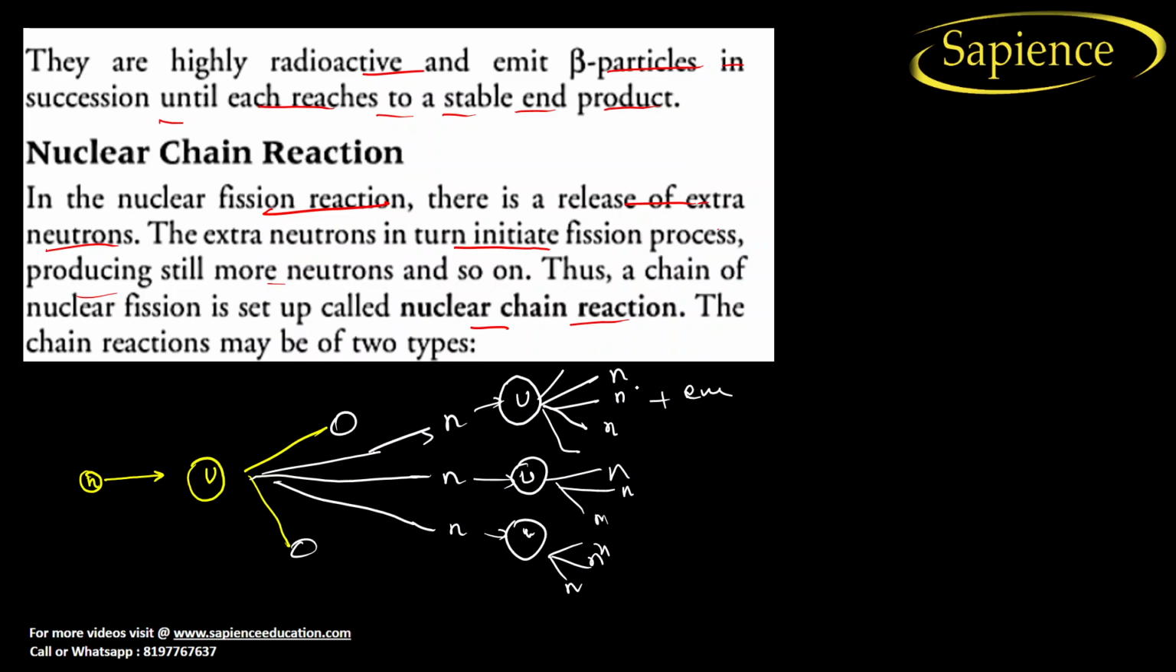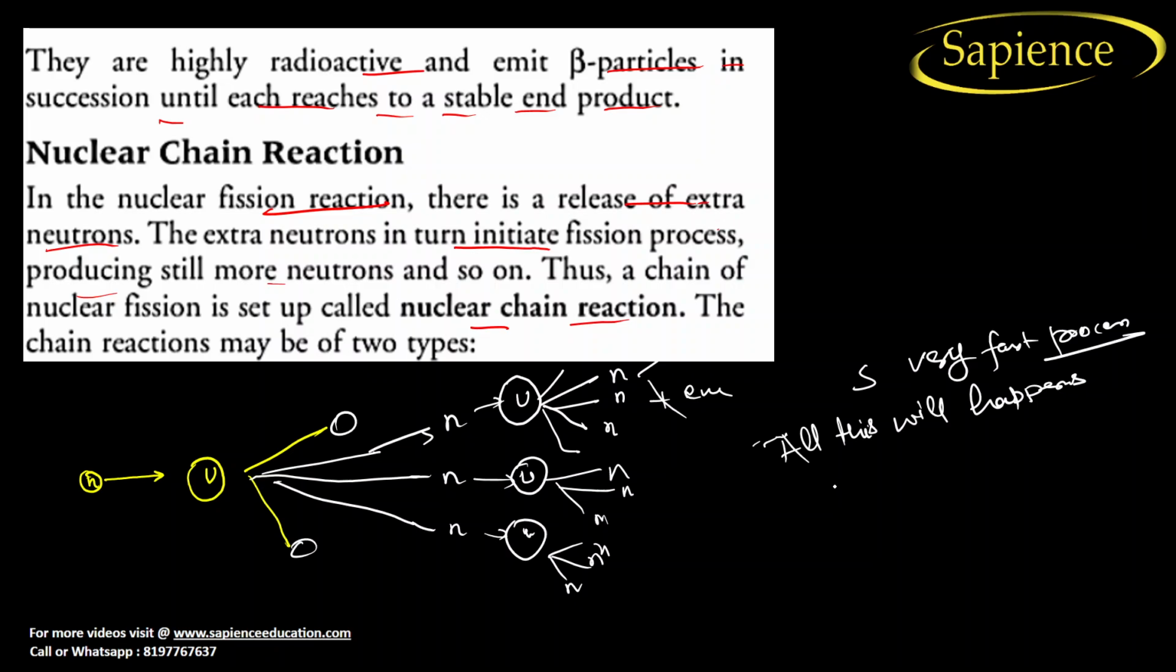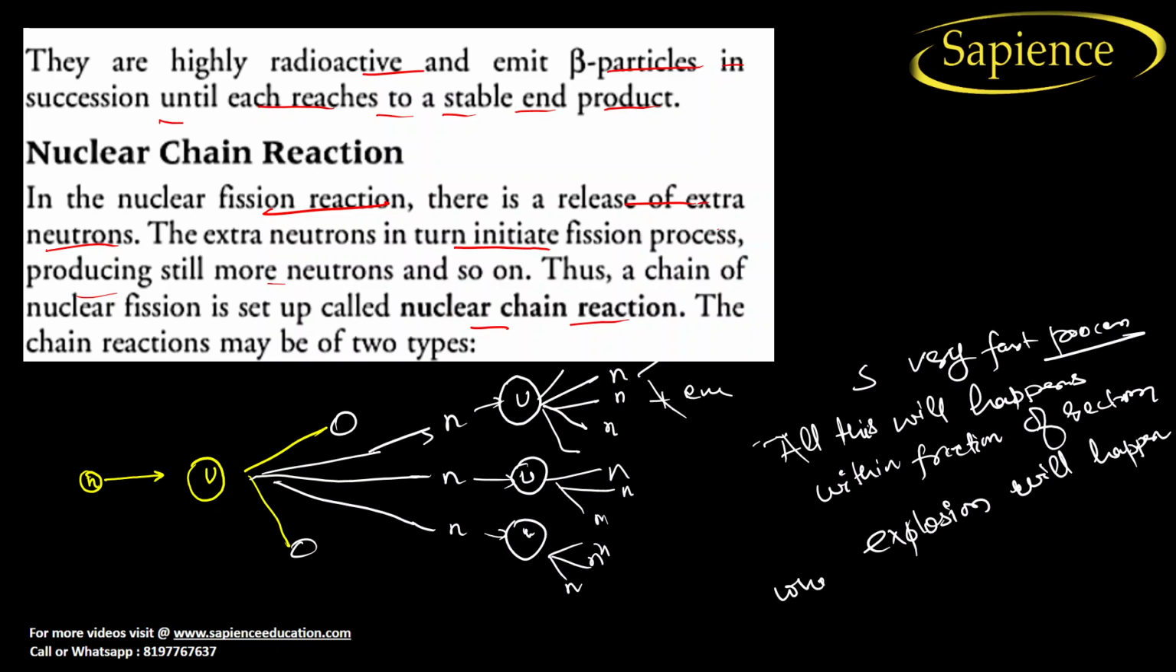three neutrons, and again these three neutrons will multiply by three. In this way, what will happen? This will split into multiple processes, and it is a very fast process. All this will happen within a fraction of a second only, and ultimately an explosion will happen, which will release an enormous amount of energy.